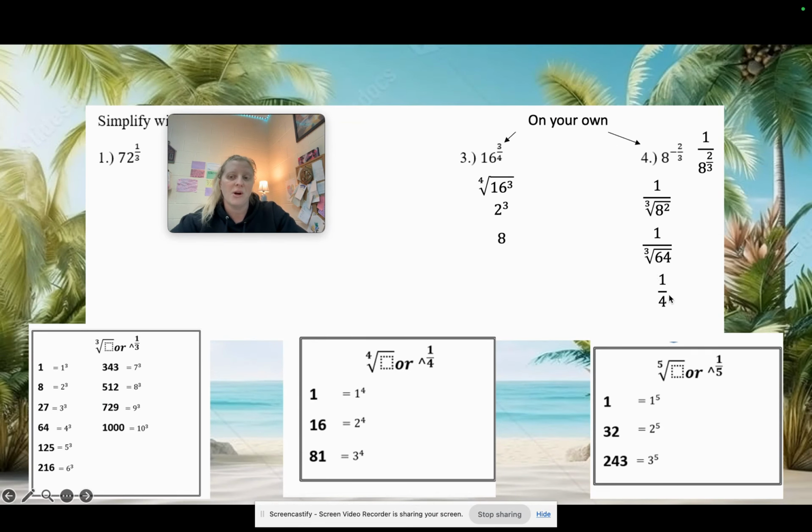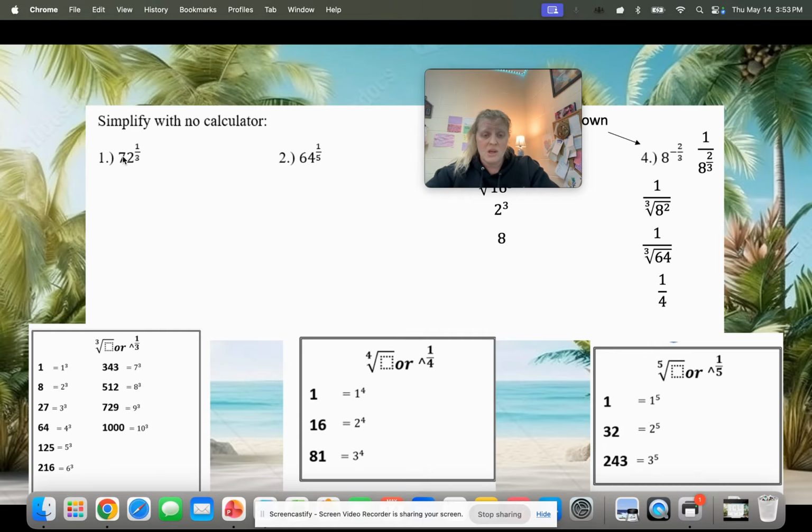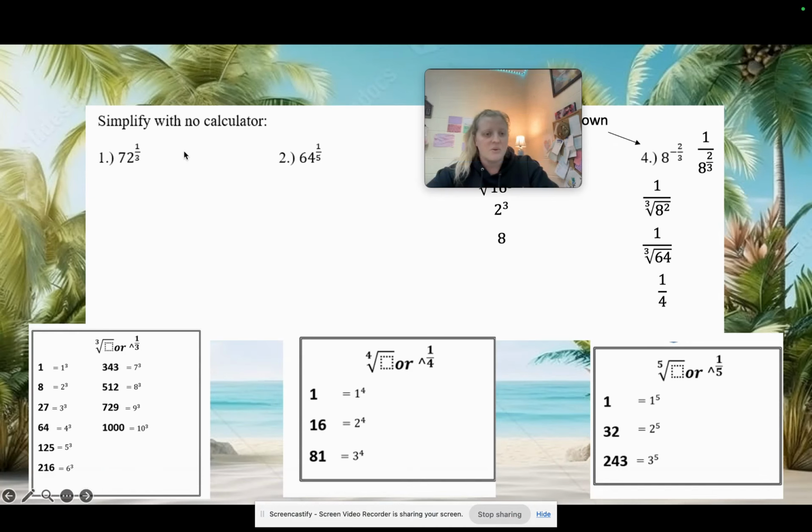Now, 1 and 2, you haven't seen one like that. 72 is not a special number. That's not anywhere. 64 is a special number, but it's not a special number in 5th root world. It's not in that section that has 5th root on it. So what's the deal?